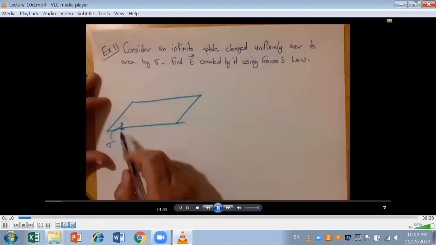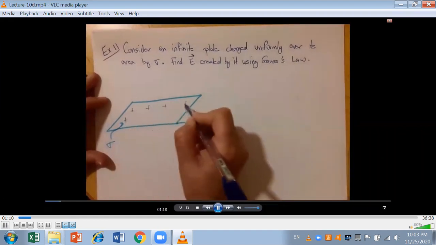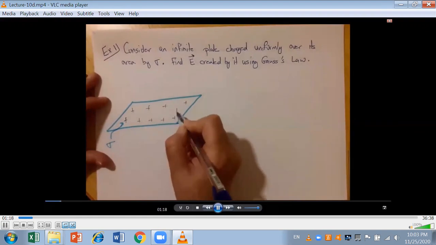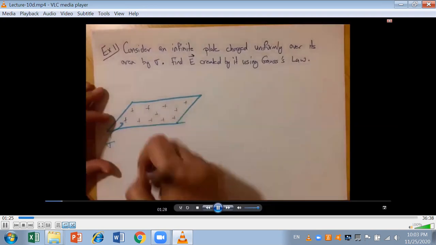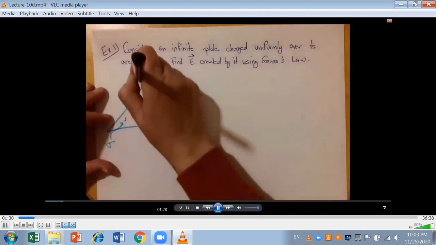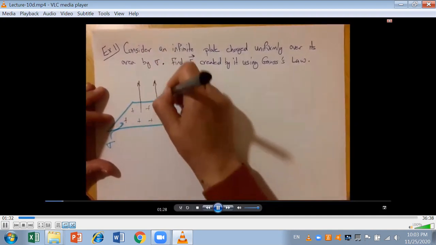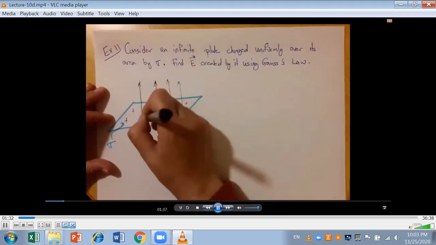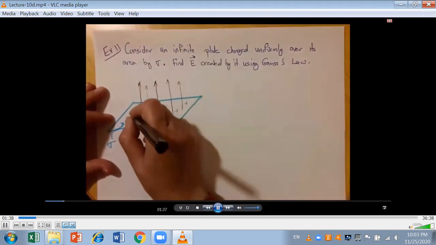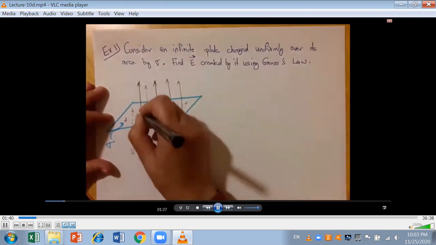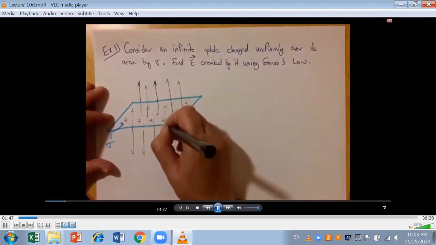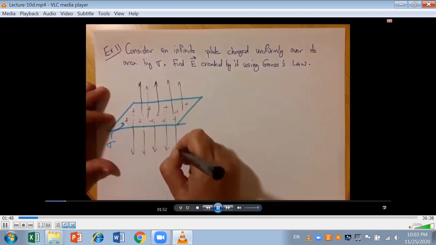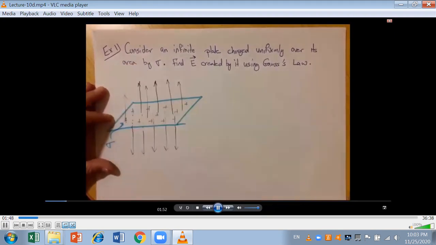This is sigma. Sigma is positive, because it is not defined whether positive or negative, so this is charged positively. Now, the electric field created by this is perpendicular to the plate, away. So I'm going to draw a set of parallel field lines that are perpendicular to the plate and away, above and below. Here they are. So here we have parallel field lines.